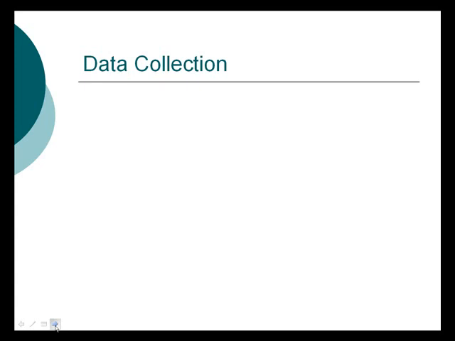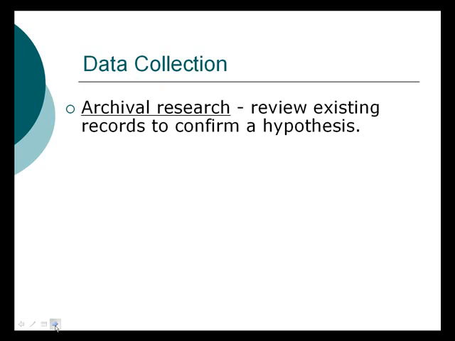Next, we're going to be moving on to archival research. Archival research is reviewing existing records to confirm a hypothesis. Now, there are some wonderful advantages to archival research, the chief one being that the data is already available, so you don't have to go scrounging trying to find people to respond to your survey. Now, the limitation, of course, is that you can't ask all these different questions because your questions are restricted to the data that's already been collected.